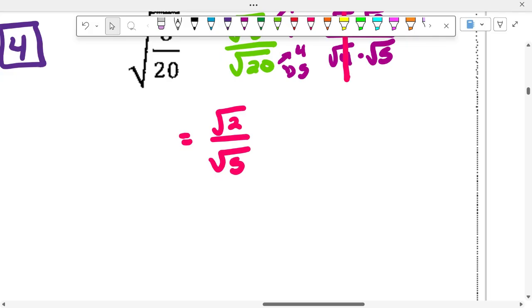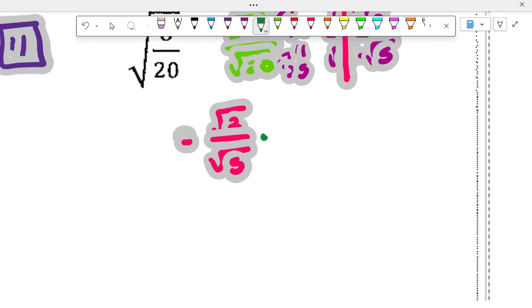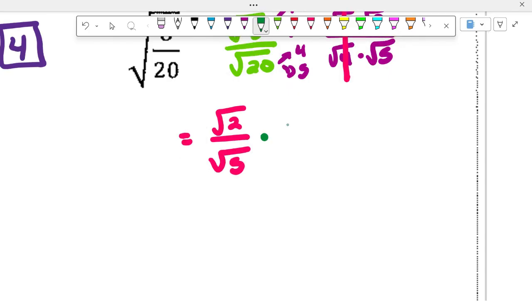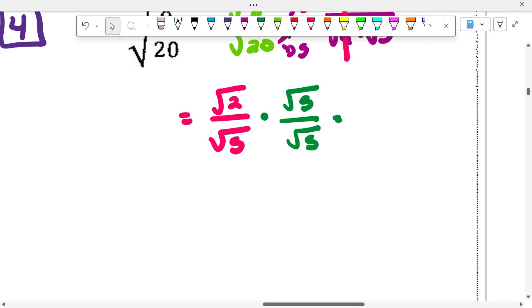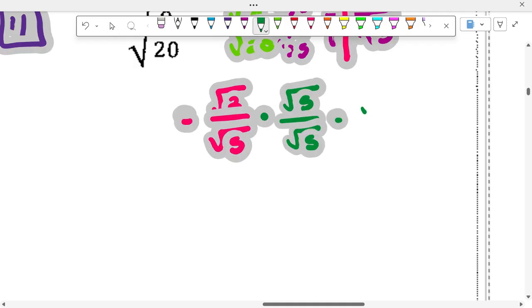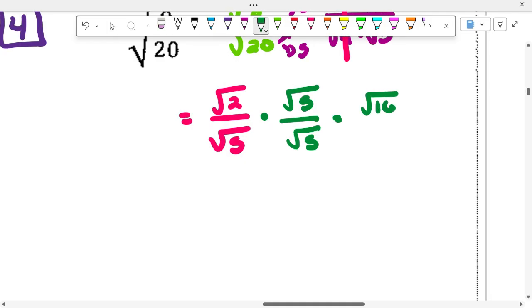Now what do we have to do? Because we have a square root in the denominator, which we don't like. So what do we have to do now? Multiply what? To what? Both the top and the bottom. So what's the square root of 2 times the square root of 5? Square root of 10. Because since they're both under the radical, we can multiply those numbers. What's the square root of 5 times the square root of 5?